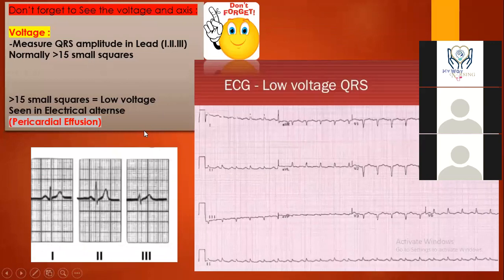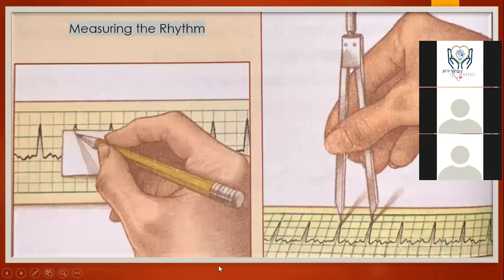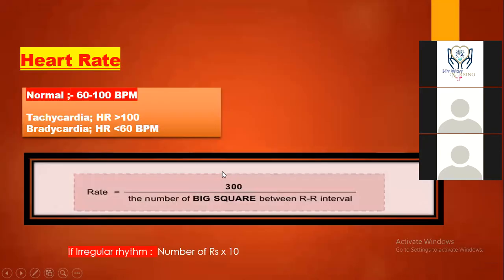Before we go into voltage and exercise, let's explain rhythm and rate. So for rhythm, bring a piece of paper, okay? And draw a line at one R and draw another line at the second R. Now see if this distance is the same as the distance to the next R or not. If it's the same, you can say it's regular rhythm. If it's not the same, you say it's irregular rhythm. There is another way, but it's not followed. All doctors and all people who read ECG follow this step. Bring a piece of paper and do this, okay? This is for the rhythm.